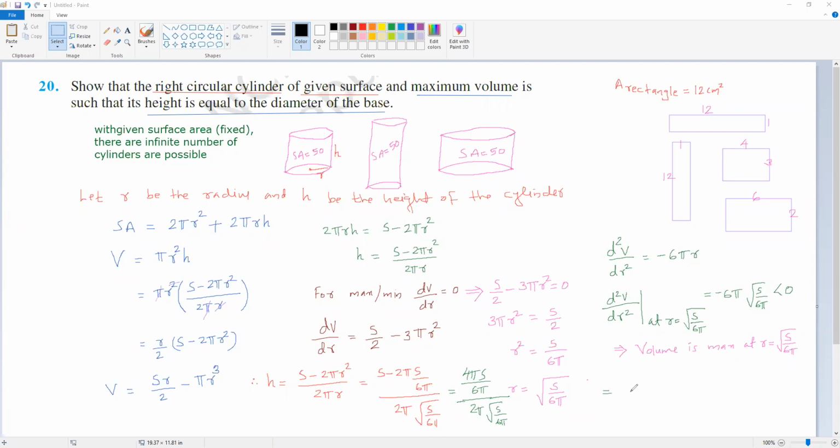Here looking at, so 4 pi s divided by 6 pi into, so divide matlab we have to multiply with the reciprocal, so it is 2 pi into root s, so root 6 pi ऊपर जाएगा, 2 pi into root s नीचे आएगा.